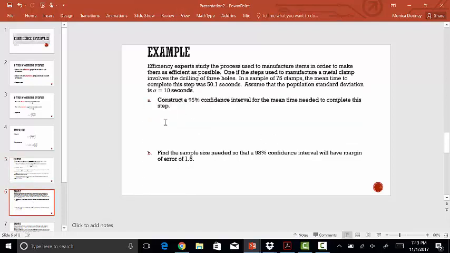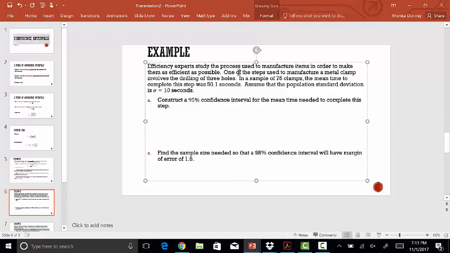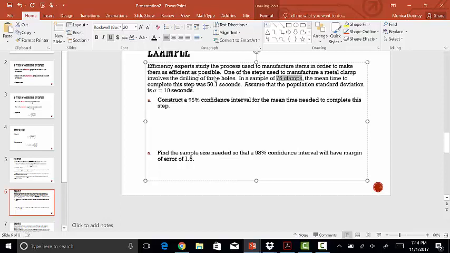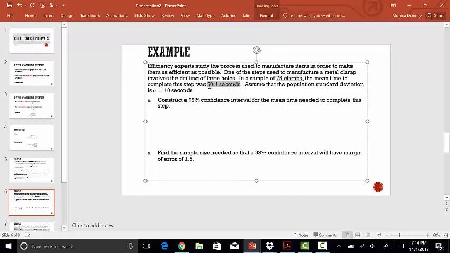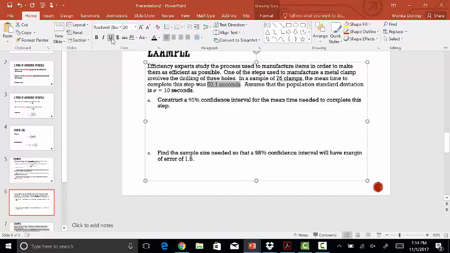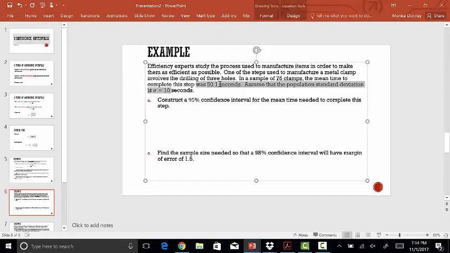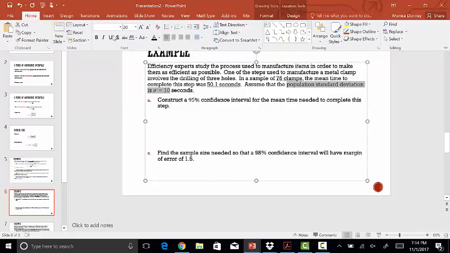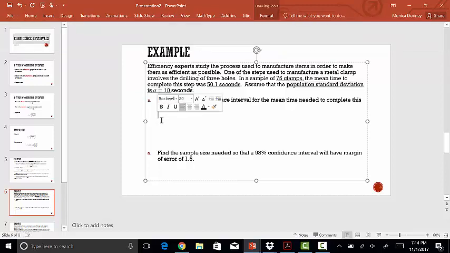Alright, next question. It says, efficiency experts study the process used to manufacture items in order to make them as efficient as possible. One of the steps used to manufacture a metal clamp involves the drilling of 3 holes. In a sample of 75 clamps, so that's my n, let me underline that. The mean time to complete this step was 50.1 seconds. So that's my mean. Assume that the population standard deviation is 10 seconds. So again, they're giving us the population standard deviation. So just like the last problem, I'm using that very, very first formula.